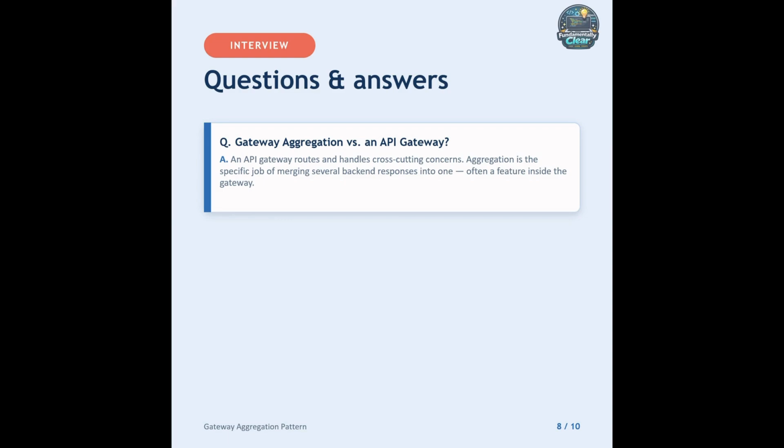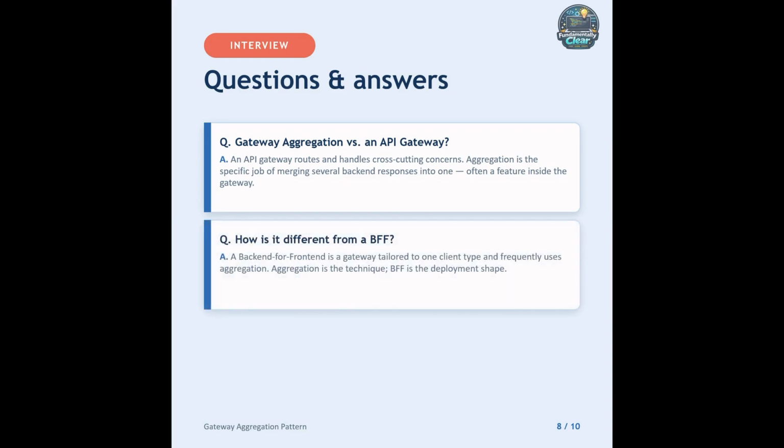Question 2. How is it different from the backend for frontend pattern? A BFF, or backend for frontend, is a gateway tailored to a specific client type, like a mobile BFF that knows exactly what the mobile app needs. BFFs frequently use aggregation as their main technique. Aggregation is the technique. BFF is the deployment shape.